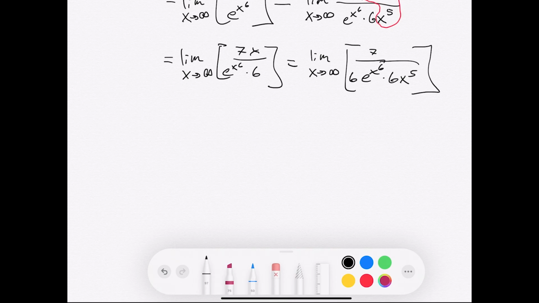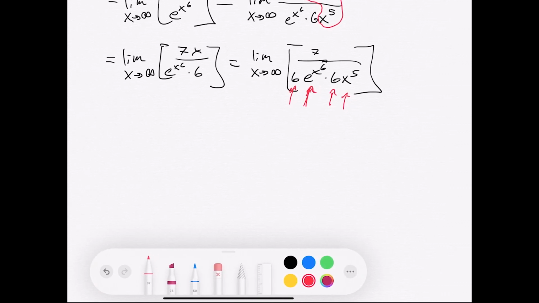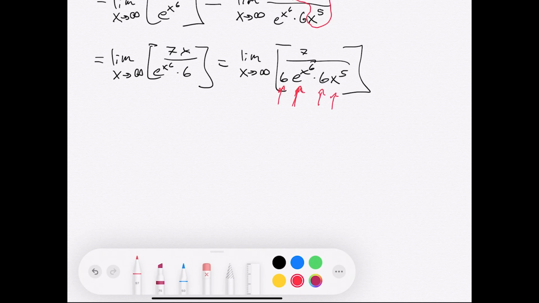Now let's try direct substitution again, because I don't see any simplifying that can be done. This is looking like 6 times infinity times 6 times infinity. So we're going to have 7 over 36 infinity squared, which is 7 divided by a really big number. What happens when you take 7 and you divide it by a really big number? You get 0.